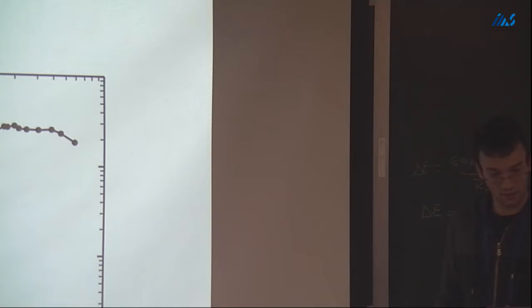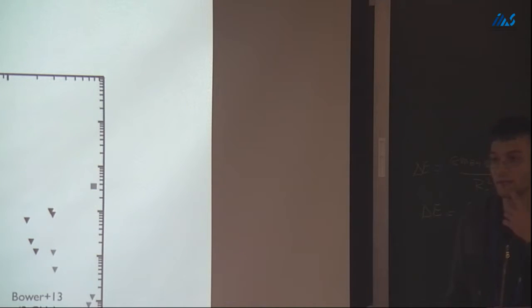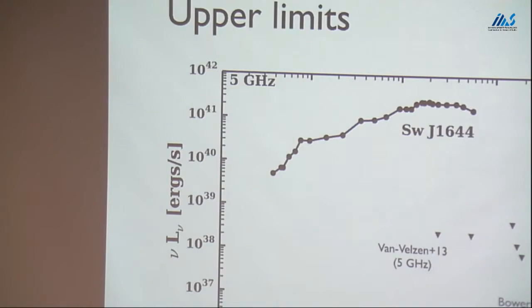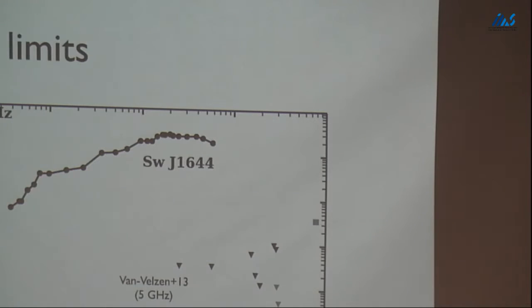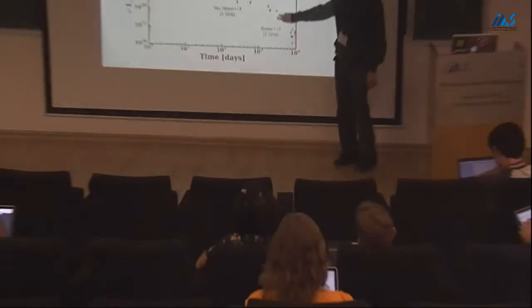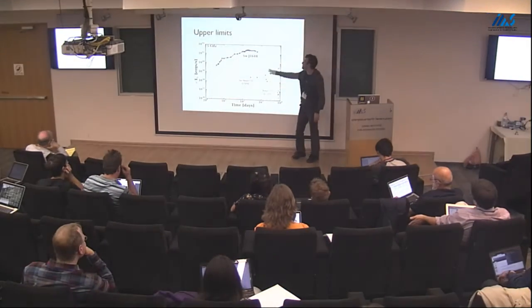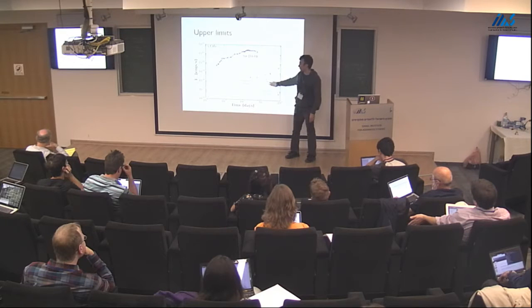And let's also look at some radio upper limits from other tidal disruption event candidates. And so looking at the upper limits compared to the radio light curve, they fall well below that.